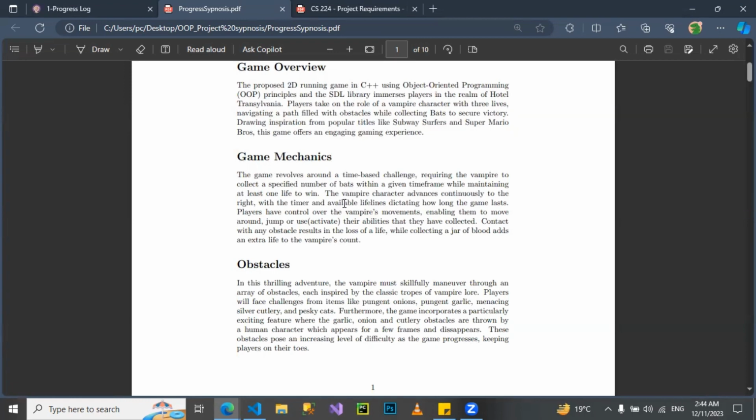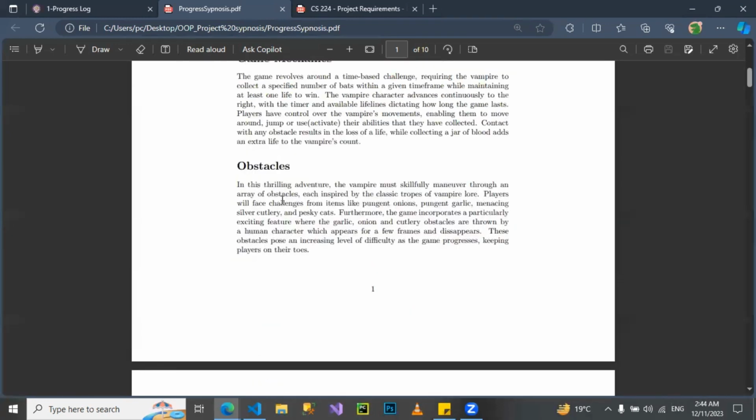So the vampire moves right. We have the control of vampire movement. We also have this concept of abilities where the vampire can use abilities that they have collected, and they can use those abilities to avoid obstacles. Contact with obstacles will result in the loss of a life of the vampire, but collecting a jar of blood will add extra count of the vampire's life count.